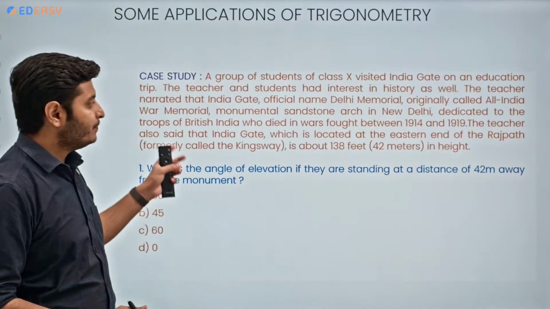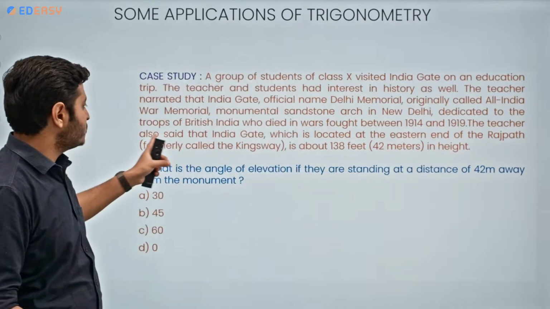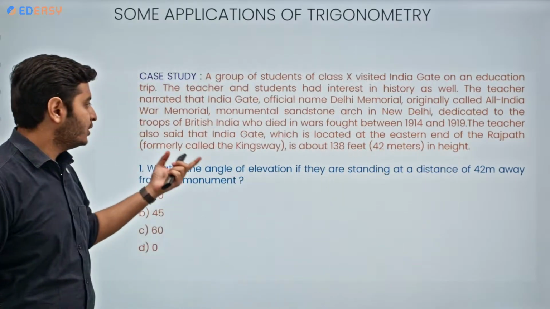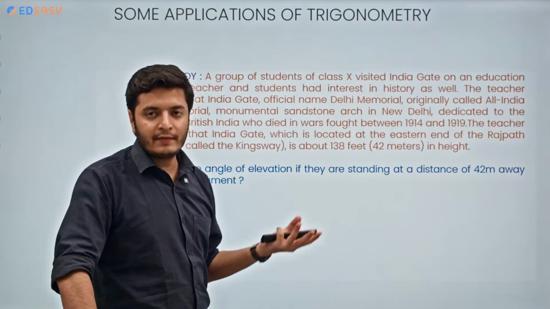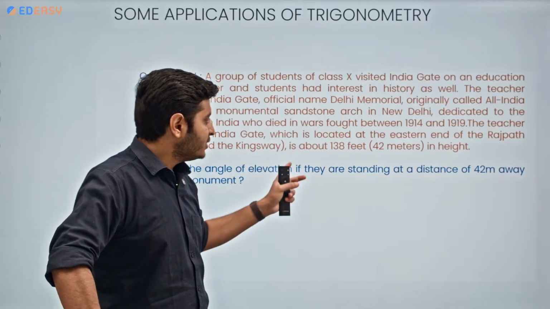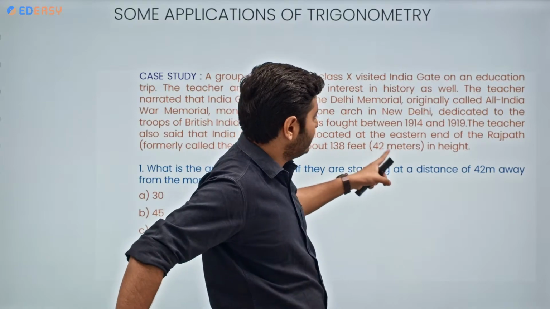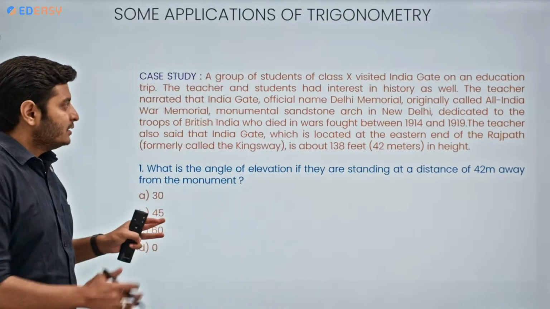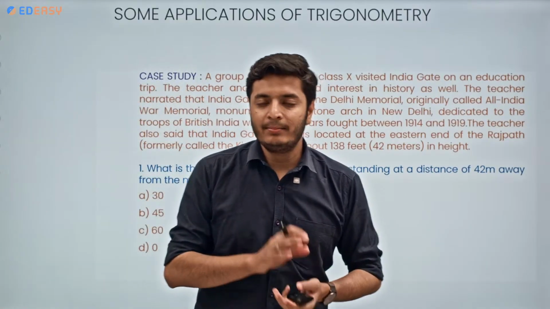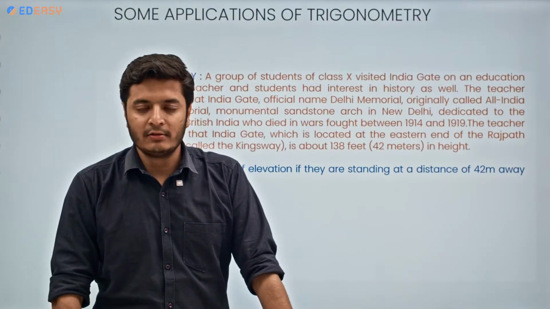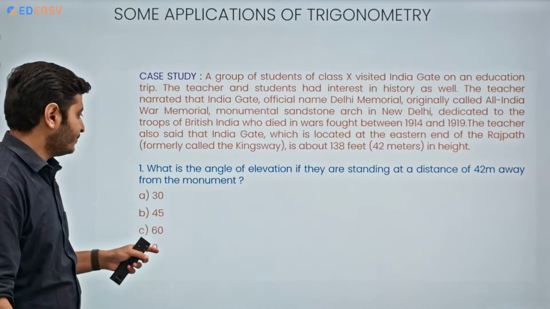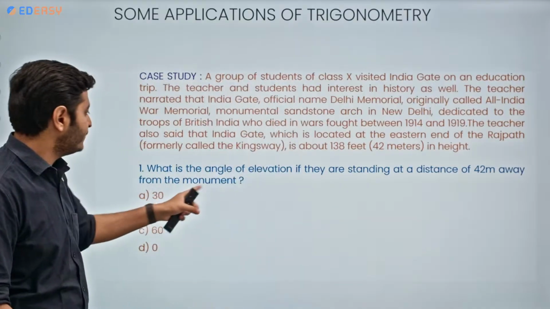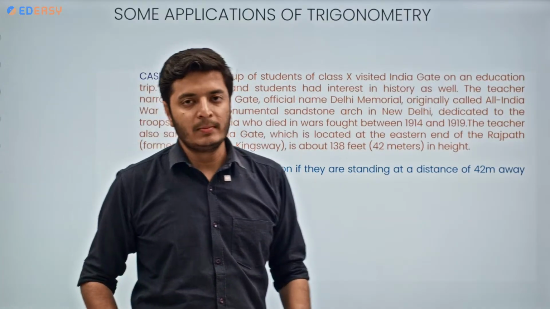Now, the teacher also said that India Gate, which is located at the eastern end of the Rajpath, formerly known as Kingsway, so it also has two different names, Rajpath and Kingsway, is about 138 feet or roughly 42 meters in height. So the height of India Gate is 42 meters. This is the scenario, this is the case study, and based on this case study, CBSE will give you some problems. Problem number 1. What is the angle of elevation if they are standing at a distance of 42 meters away from the monument?